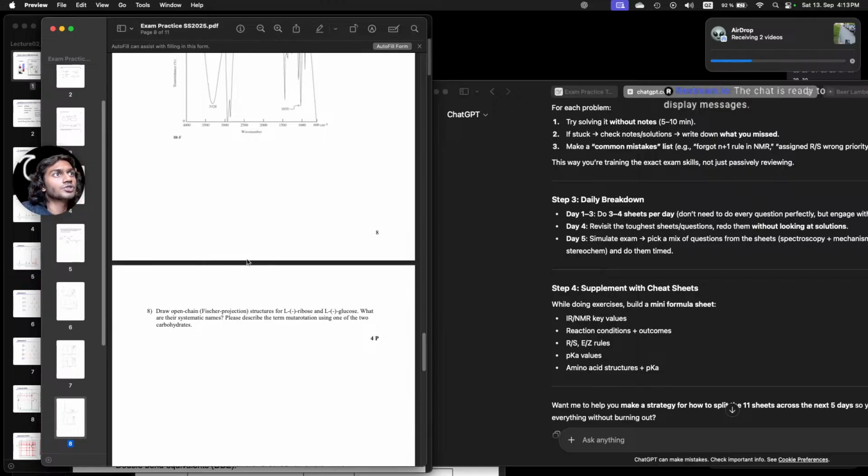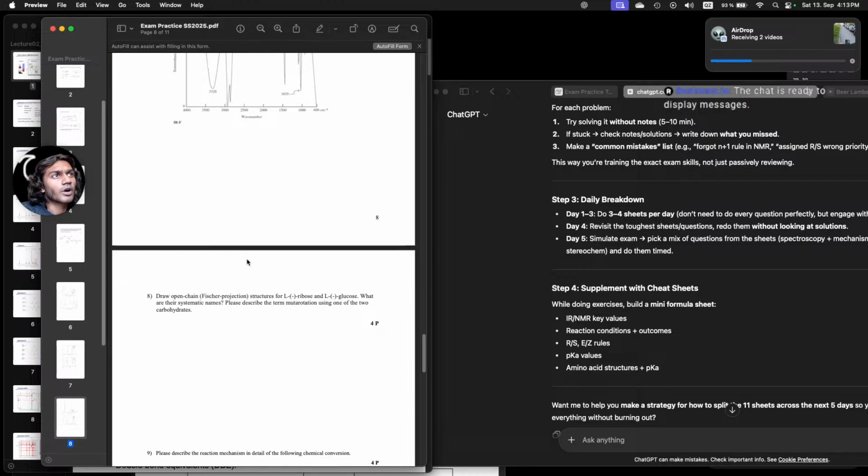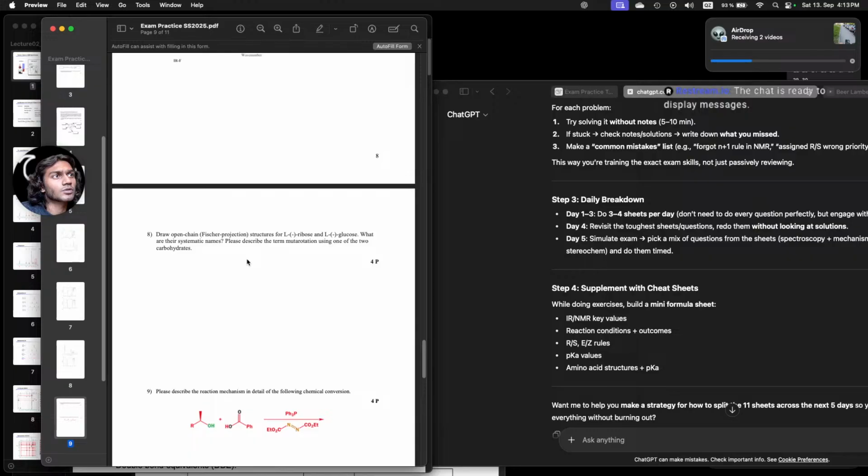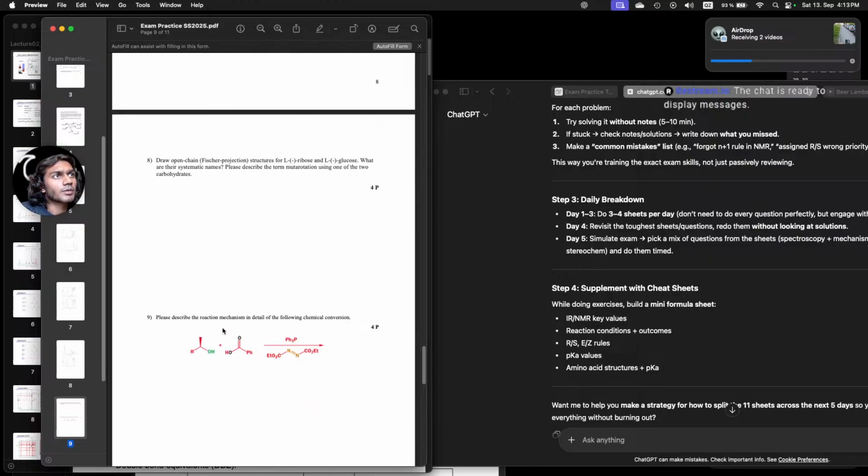Open chain Fischer projection structures for L-ribose and L-glucose. What are their systematic names? Please describe the term mutarotation using one of the two carbohydrates. Please describe the reaction mechanism in detail of the following chemical conversion.